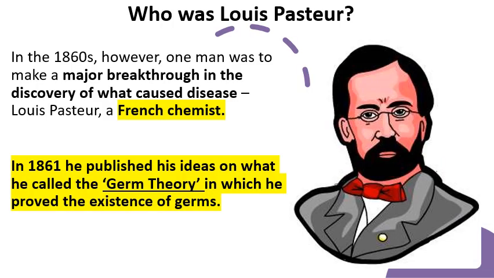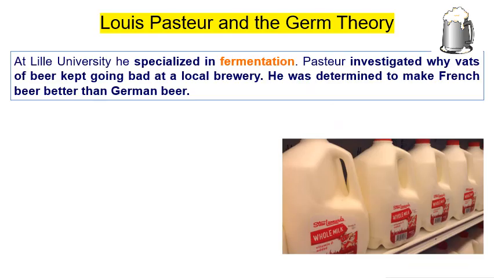Who was he? He was a French chemist. And in 1861 he published something called the germ theory, in which he laid out his experiments and proved beyond doubt, even though people doubted, the existence of germs, bacteria, in liquids and in the air. He was working on fermentation, which is the process of turning liquid and hops and yeast and that kind of stuff into beer. He was called in by the local brewery because their vats were somehow infected by the look of it, and the beer was going off. And he was determined actually to improve French beer because he hated the Germans. I'll come to that in just a minute.